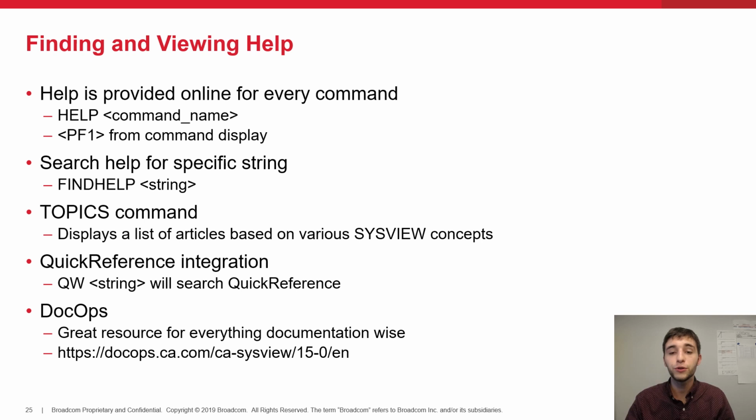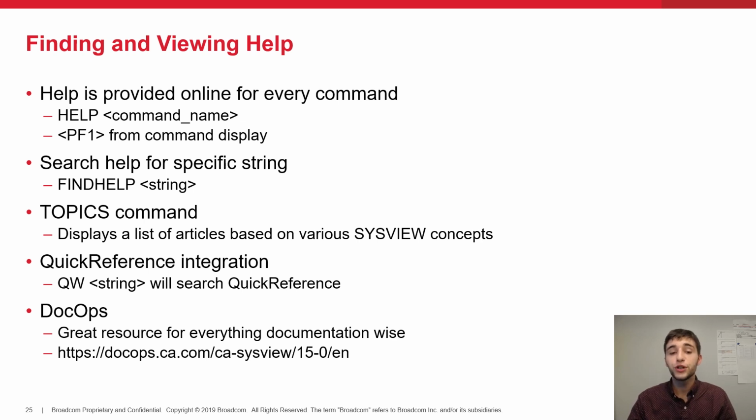In order to view help for a given command, you can either use the help command and pass the name of the command as a parameter, or if you are sitting on the command display in question, you can press the PF1 key to view help. If there is something specific you are looking for on help and don't know where to go to find this information, there is a find help command that will search all of the help members for a given string.